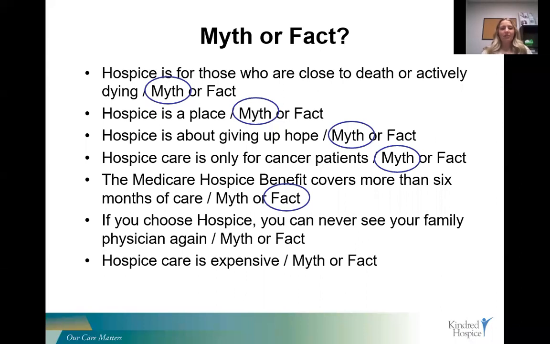So a lot of people think after somebody is on hospice care for 6 months, they have to start paying out of pocket or they're kicked off of the program, and that's not accurate. Medicare hospice benefit covers care for the duration that the patient is on care, however long that may be, as long as they continue to meet the criteria outlined by Medicare that is evaluated by the nurse.